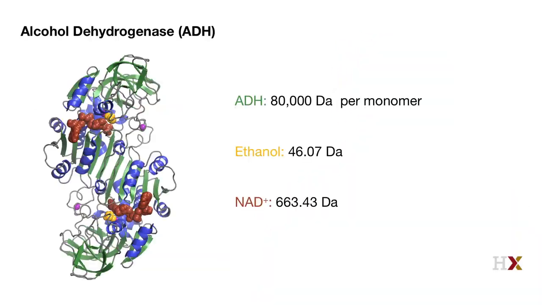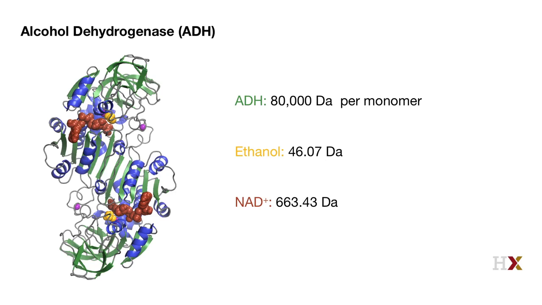If we take the example of an enzyme called alcohol dehydrogenase, its size is in the 100,000 Dalton range, while the size of the substrates, which are ethanol and NAD+, is less than 1,000 Dalton.